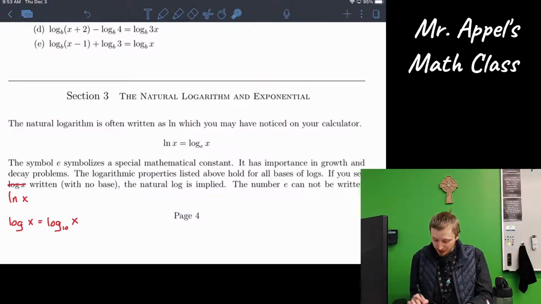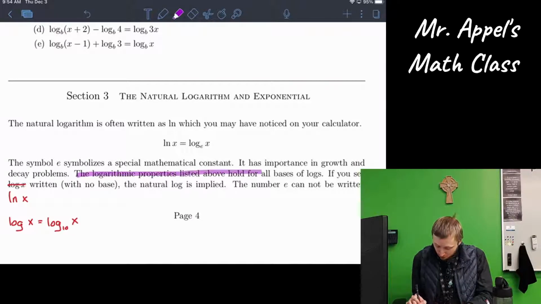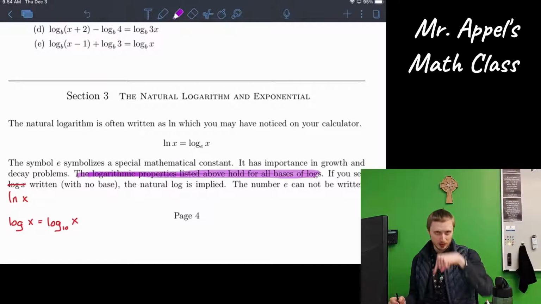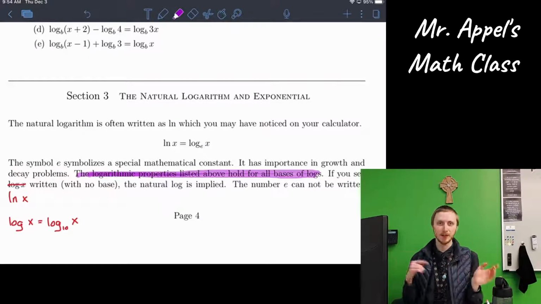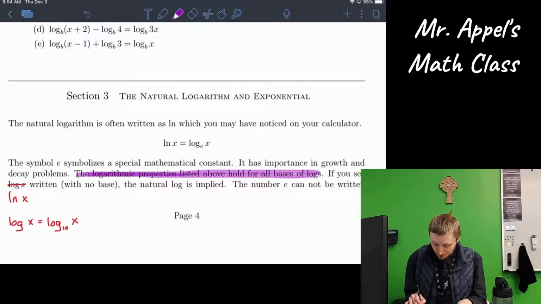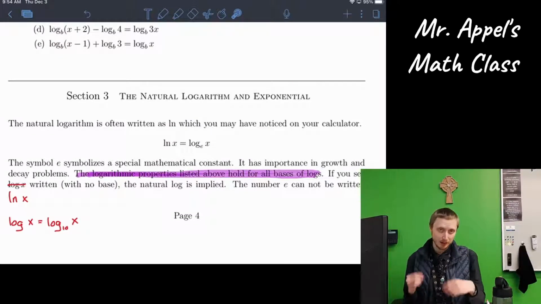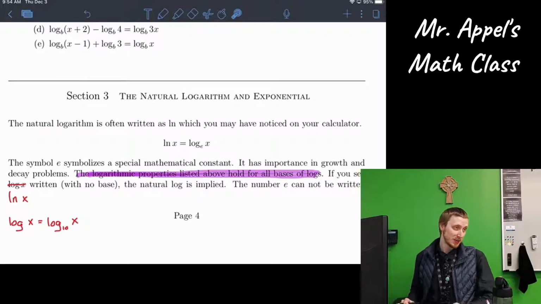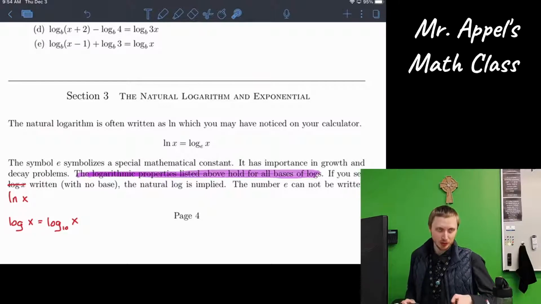The logarithmic properties listed above hold for all bases of log. Let me highlight that again. The logarithmic properties hold for all bases of logs. This, of course, would include base e. So everything we just did still holds up. Don't change any of that. The only difference is, instead of randomly having little base b there, we now have little base e, and so honestly on the exercises it's not really going to feel that different. You're just writing a different letter. I can't really fix that, but it's not really broken. It shouldn't feel any different.